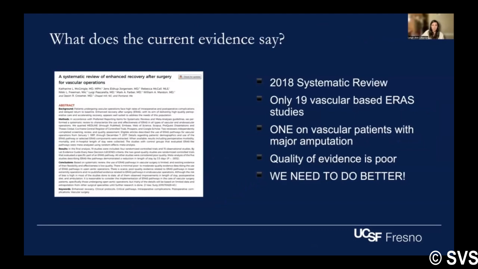So looking at what the evidence says, Dr. McGinnigal did a systematic review in 2018 looking at enhanced recovery after surgery for all vascular operations. Starkly, what was found was that there were only 19 vascular ERAS studies in the literature, which I think is pretty alarming. And even more alarming is that only one of those papers described vascular patients with major amputation. Overall, the findings were that the quality of evidence is poor, the abundance of evidence is limited, and that we really need to do better.